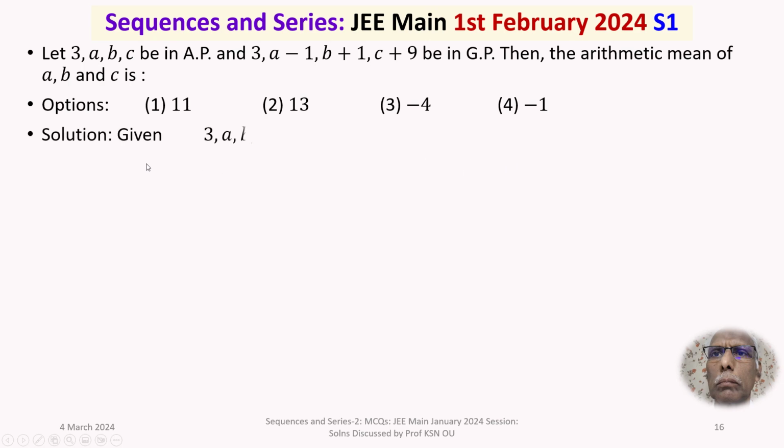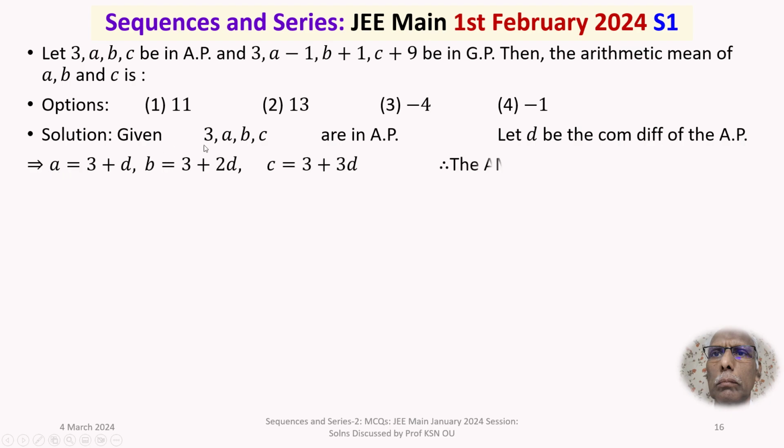Given 3, A, B, C are in AP, let D be the common difference of this arithmetic progression. Then the first term is 3, the second term A is 3 plus D, the third term B is 3 plus 2D, and C is 3 plus 3D. So A is equal to 3 plus D, B is 3 plus 2D, C is 3 plus 3D. Now we are required to find the arithmetic mean of A, B, C.